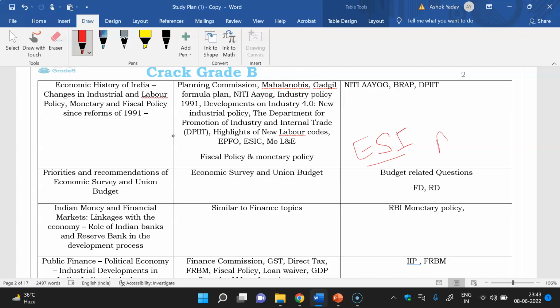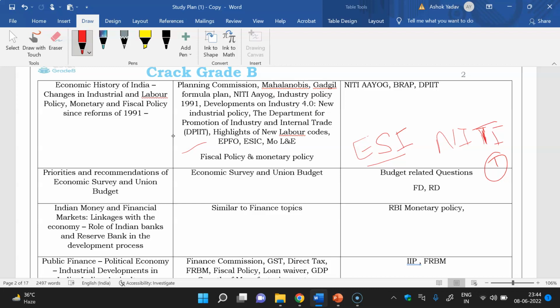And Niti Aayog is very important. Niti Aayog's initiative, that is very important. And planning commission, what were different plans in India. So you must have an idea, because in general awareness one question they asked, the first and 12th 5-year plans tenure was asked.